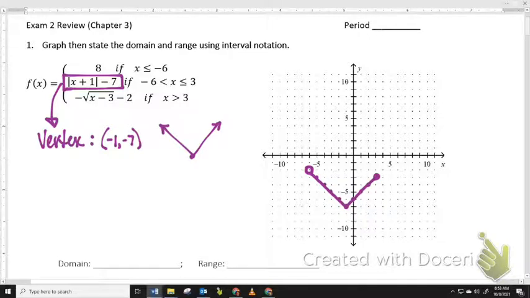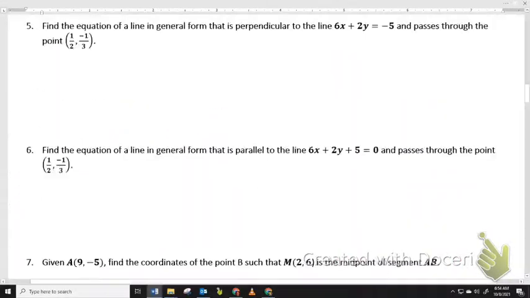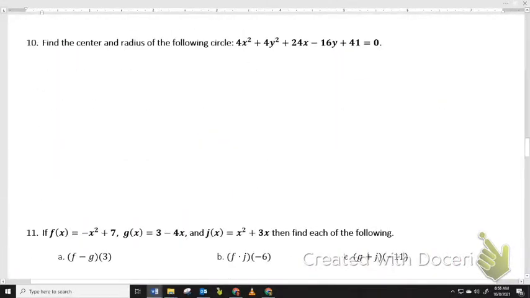Okay. Number 10 was the next one we were going to look at. Find the center and the radius of the following circle. So I want to put this into standard form, because standard form is what shows me the center and the radius.